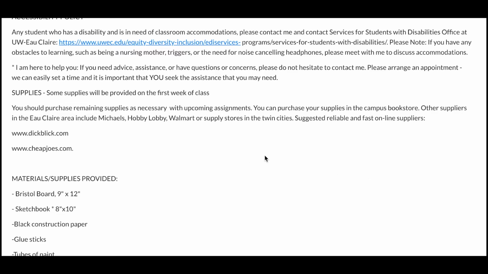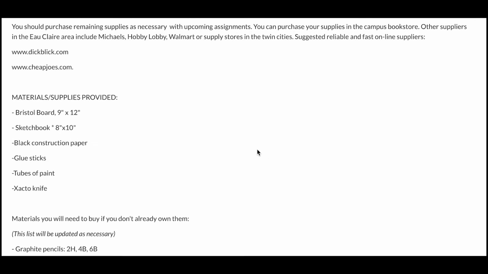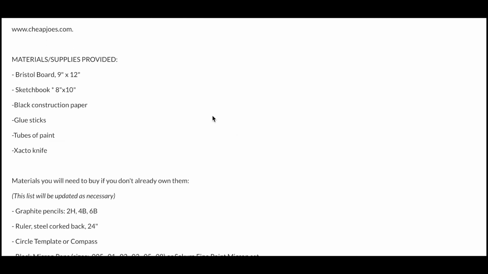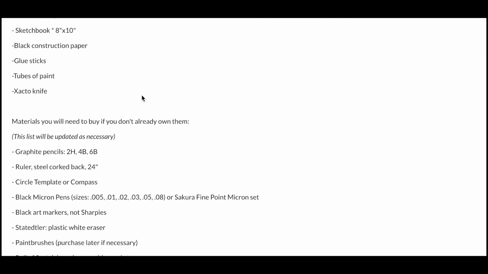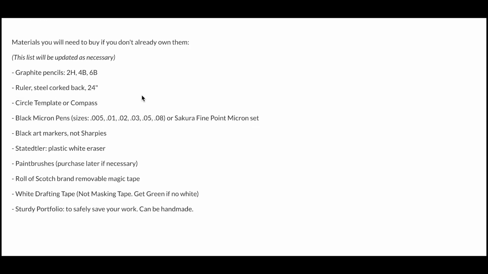And here's a few links here for you to take a look at. The materials that I am providing to you are Bristol board, a sketchbook, black construction paper, glue sticks, tubes of paint, and an X-Acto knife. Here's a list of materials that you'll need to buy if you don't already own them. Some of them you may or may not want to use the specific thing that I'm suggesting. You may find something very similar to it, a different brand, and if so, that's okay too.